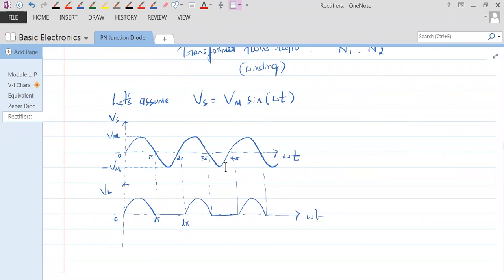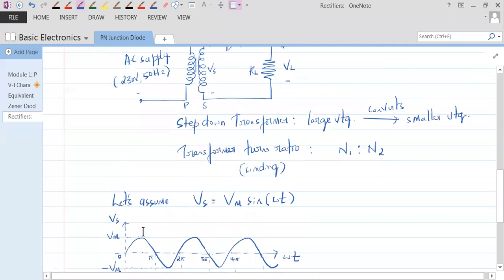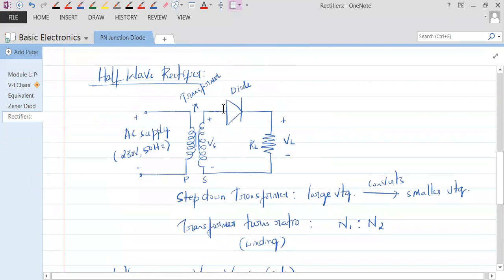Okay, so this is how things go. Now this is your VM. Now you will have DC, right? This has got a DC component. If we take the average of this, we can get VDC. This is VM. Okay, this is VDC. Everybody understand that?